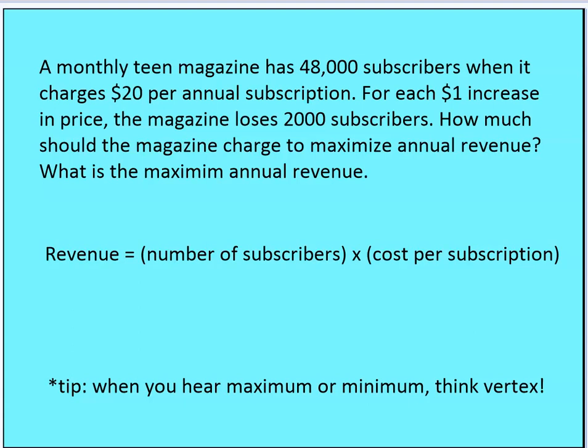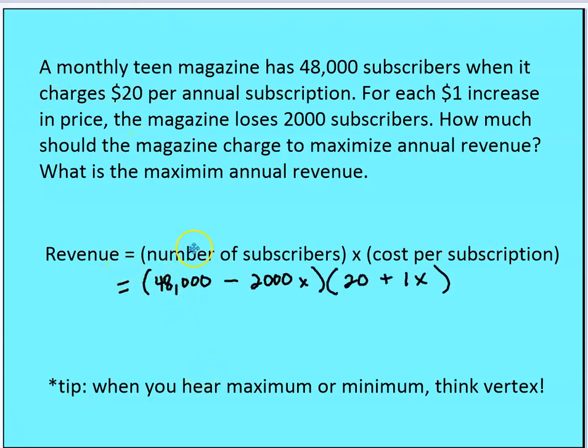So you can explain this increase-decrease in a reverse way. So for each $1 decrease, the magazine is going to gain 2,000 subscribers. So either way, it's going to work out to be the same. So the question is, how much should the magazine charge to maximize annual revenue? And we're going to use a quadratic function and the idea of a vertex and maximum or minimum in order to figure this out. All right, so let me show you how this is going to work.